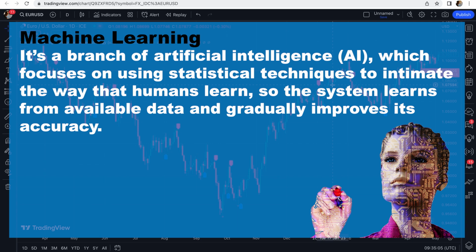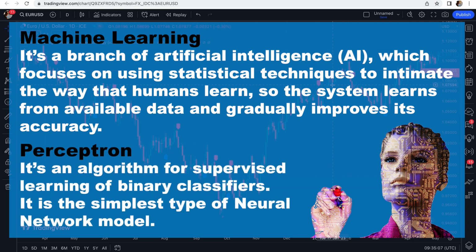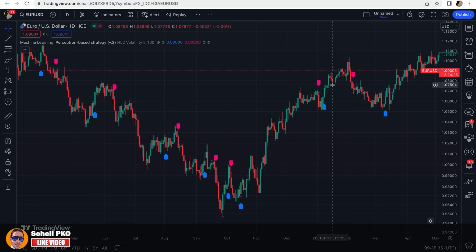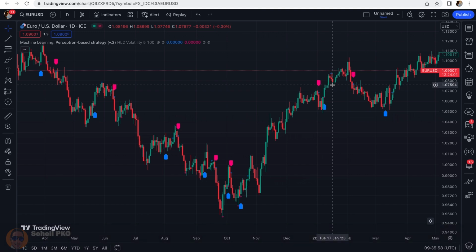The algorithm used in this indicator is called perceptron. Perceptron is an algorithm for supervised learning of binary classifiers. It's a type of neural network model, perhaps the simplest type of neural network model. I don't get into more details regarding the algorithm behind this indicator. You can check the page of this indicator on TradingView platform. The author has explained all the details regarding the algorithm. The code is also available there, so you can investigate more if you know Pine script coding.